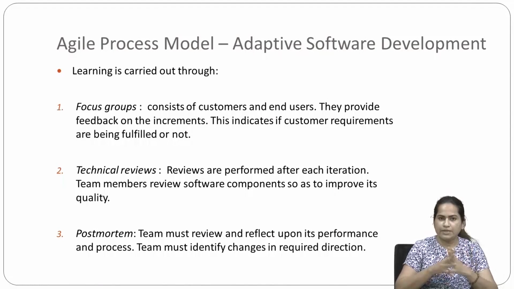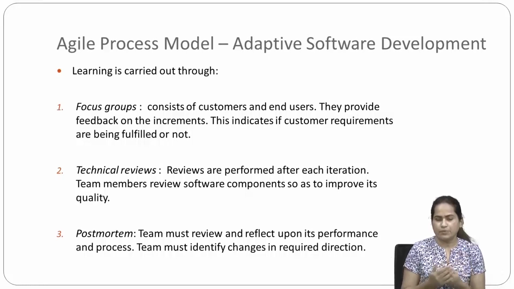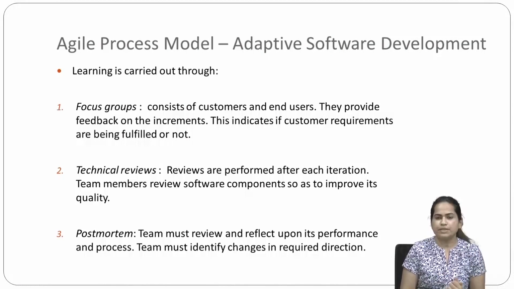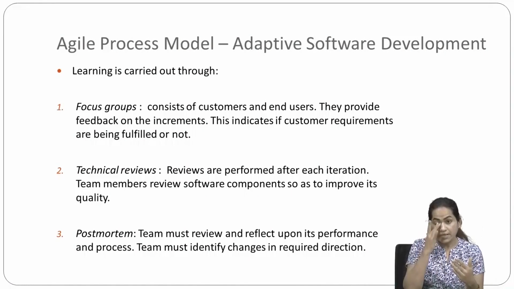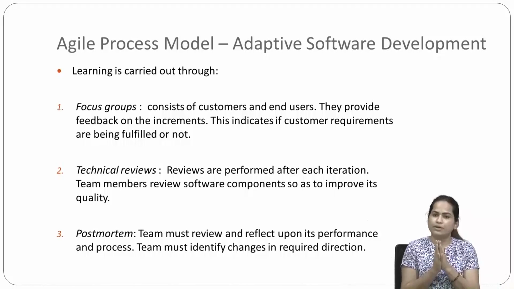We are saying here that learn is there, but how is the learning carried out? For carrying it out, the first one is the focus group. It consists of customers and end users. They provide feedback on the increments. This indicates whether customer requirements are being fulfilled or not. Feedback means the customer will suggest whether they are satisfied or not. They will be satisfied only when the requirements are fulfilled. So ultimately we get the information on whether the requirements are fulfilled or not.